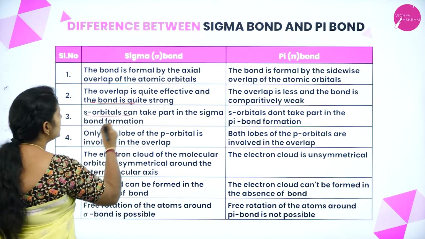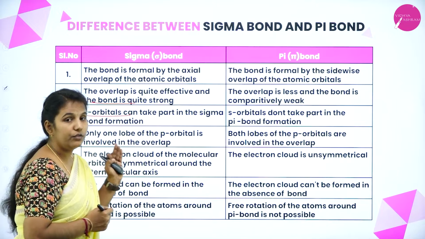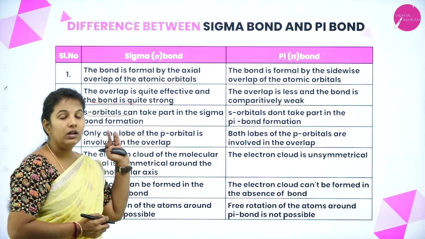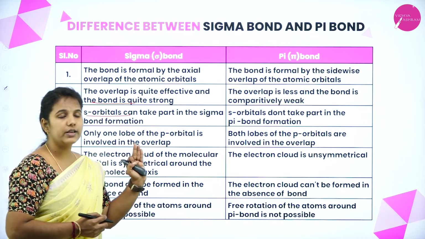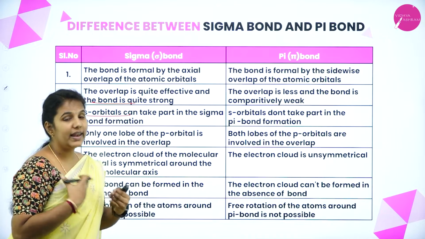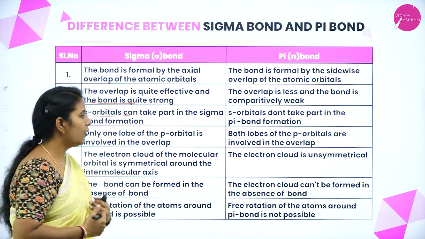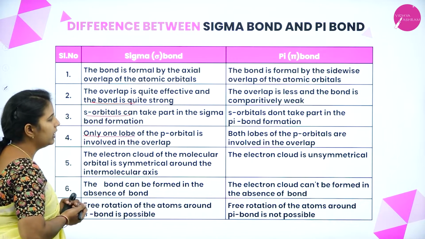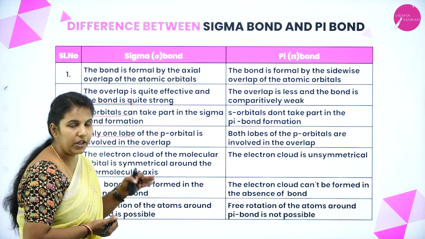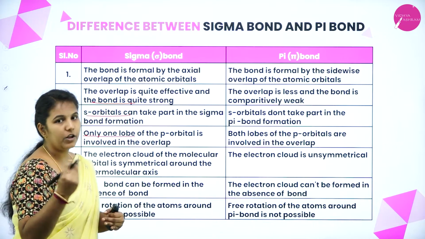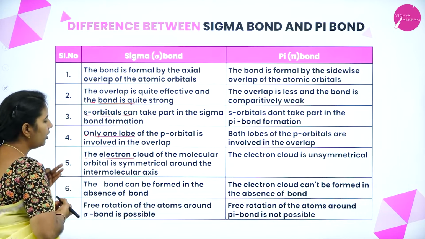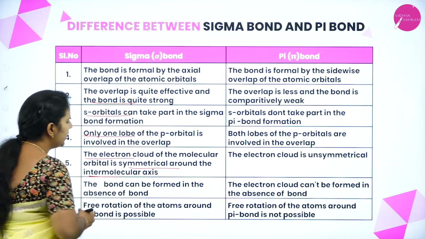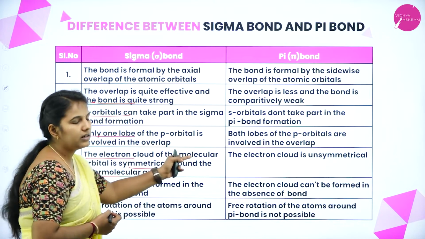And s orbitals can take part in what? Sigma bond formation, whereas in the pi bond, s orbitals will never be involved in pi bond formation. Only one lobe of the p orbitals is involved in the overlapping for sigma bonds. Both the lobes of the p orbitals are involved in the overlapping of pi bonds. And the electron clouds of sigma bonds are symmetrical around the internuclear axis, and the electron clouds of pi bonds are unsymmetrical.